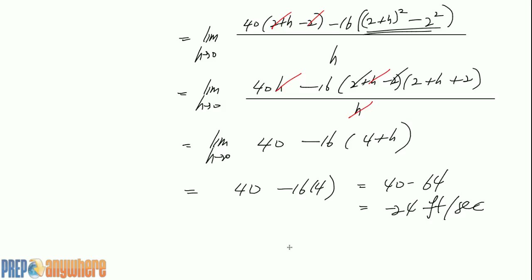Okay, so what that means is that the velocity at time 2 seconds, the velocity is going down. That's why there's a minus there. But you can just say minus 24 feet per second. Okay, but you have to understand that because up was positive, down means negative value.